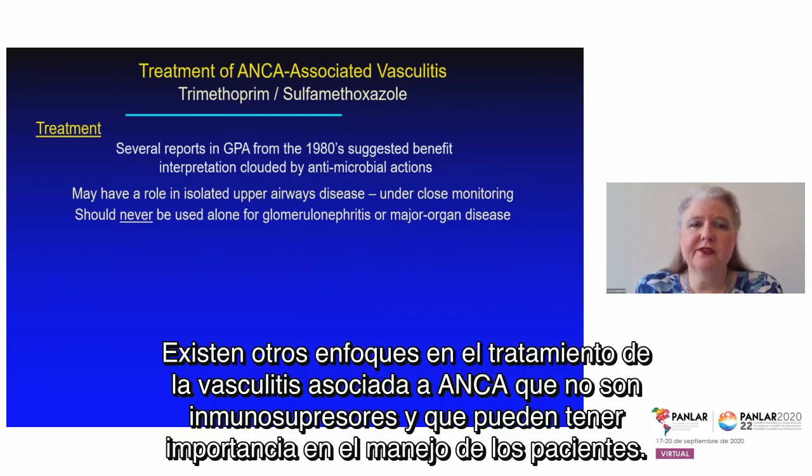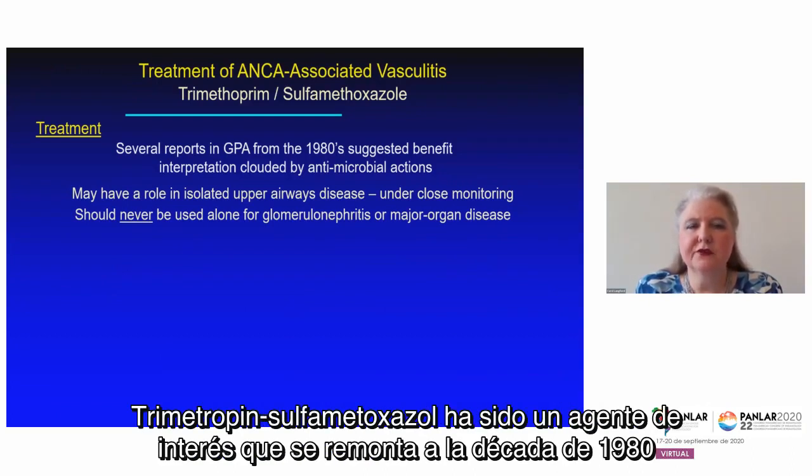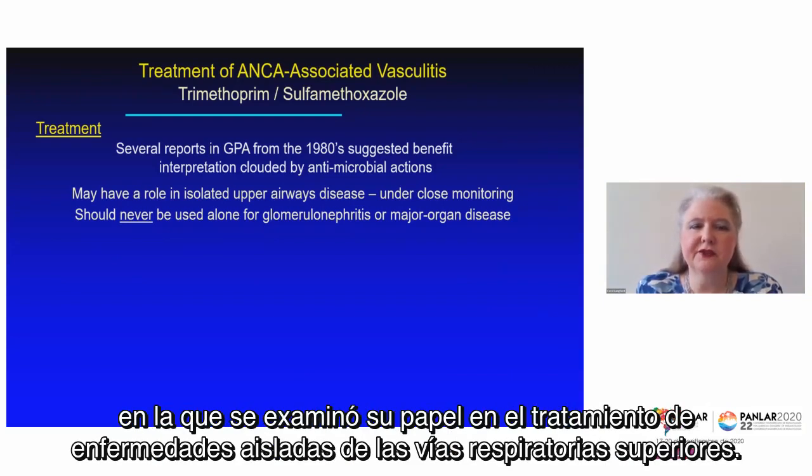There are other approaches in the treatment of ANCA-associated vasculitis that are non-immunosuppressive that may have importance in management of patients. Trimethoprim sulfamethoxazole has been an agent of interest dating back to the 1980s, in which this was examined for its role in treatment of isolated upper airways disease.